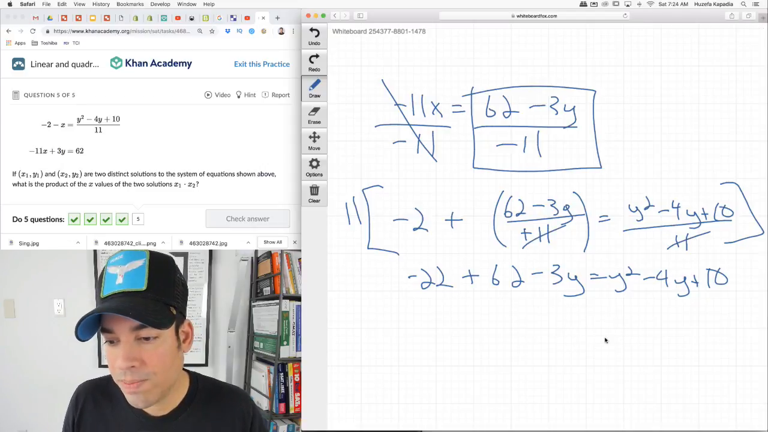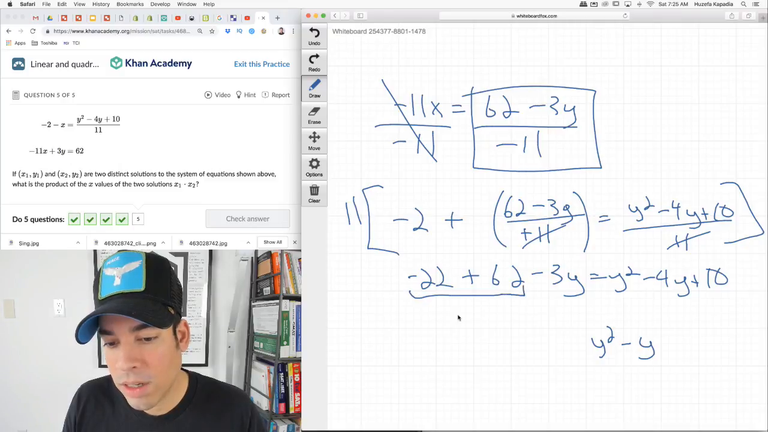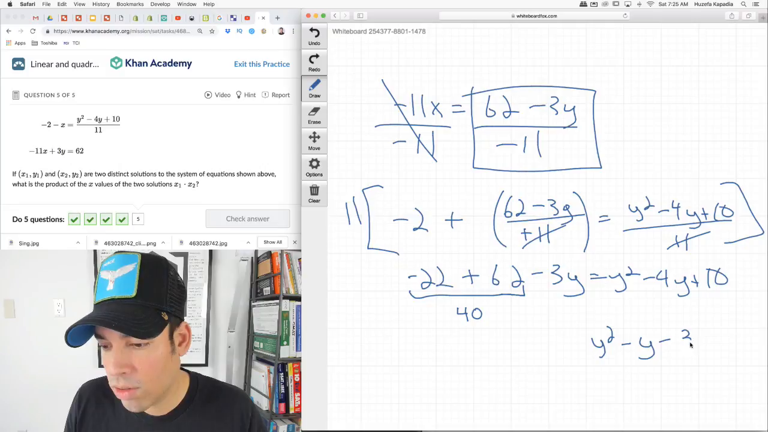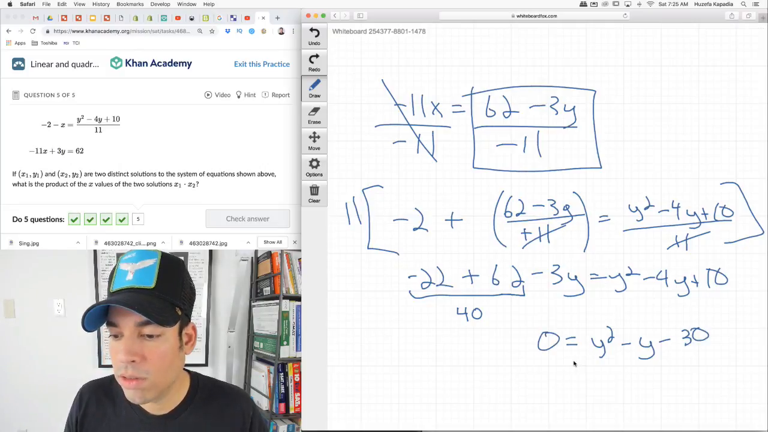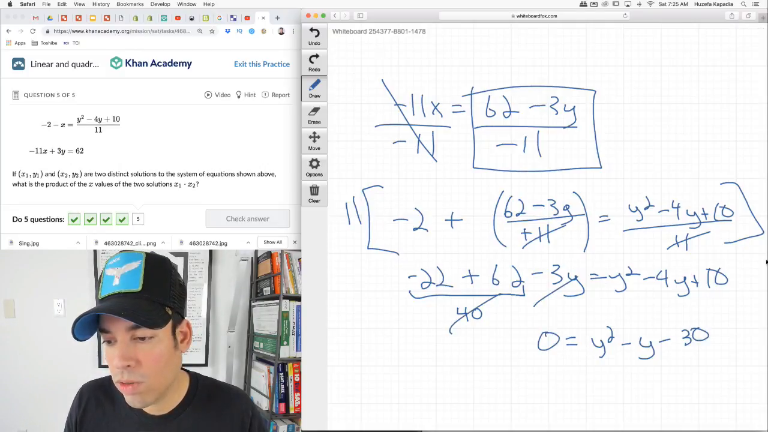Now let's isolate. So I got y squared. I got a minus 4y. Let's bring plus 3y over here, and that's minus y. These guys combine to become 40. And then subtract 40 over here, and we get negative 30 equals 0. Okay? That's moved over, so we're good now.